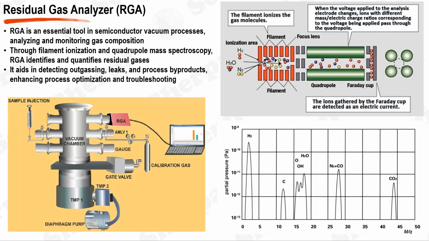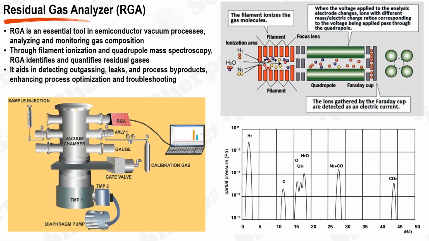Residual Gas Analyzer, RGA, is a sophisticated instrument used to analyze and monitor the composition of gases present in a vacuum environment during semiconductor vacuum processes. It plays a vital role in ensuring the quality and reliability of the vacuum system by detecting and quantifying residual gases that can impact process performance and yield.